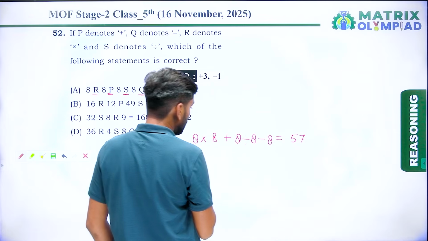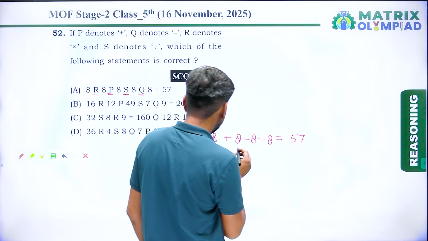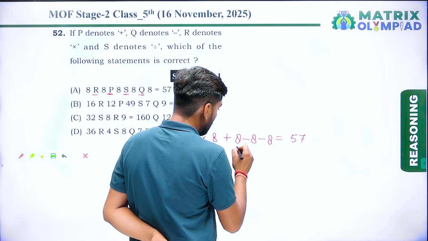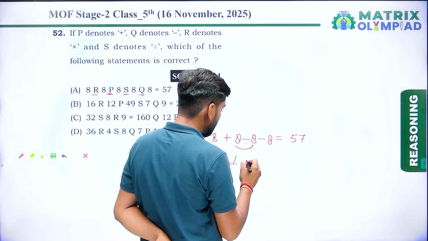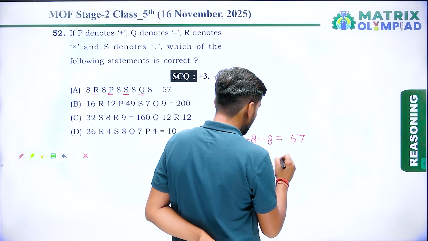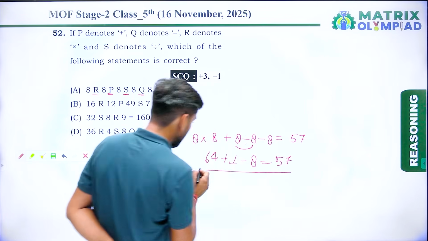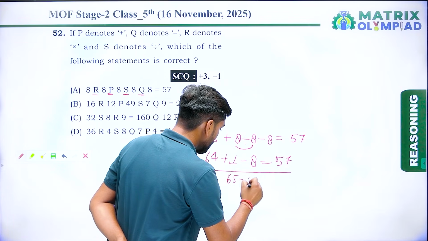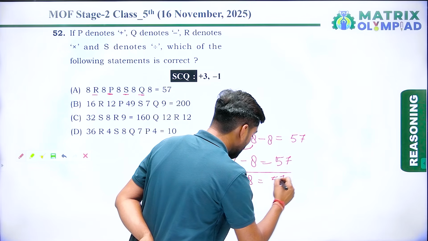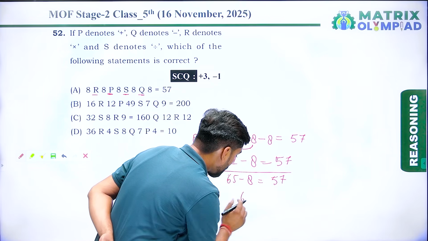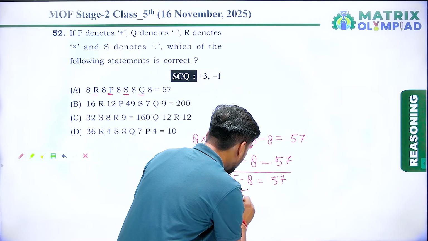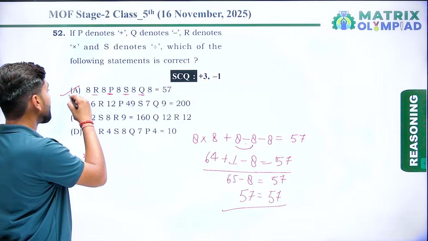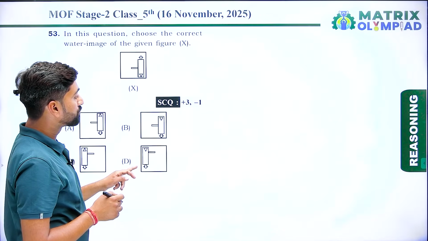So if we solve this equation, it will be 64, then plus, if we divide 8 by 8 we will get 1, then minus 8 equals 57. Further solving this, we get 65 minus 8, which is equal to 57. So by option number A we get LHS equals RHS. So our option number A is the right answer of this question. So let's move to the next question.